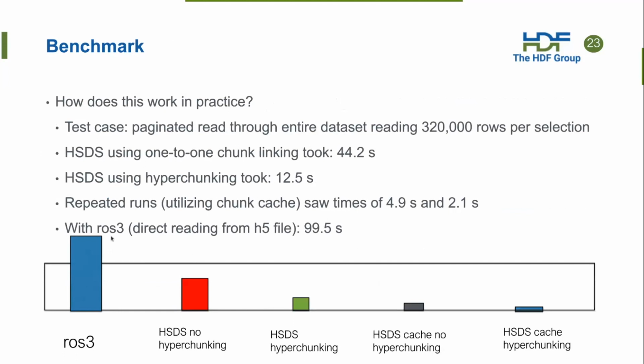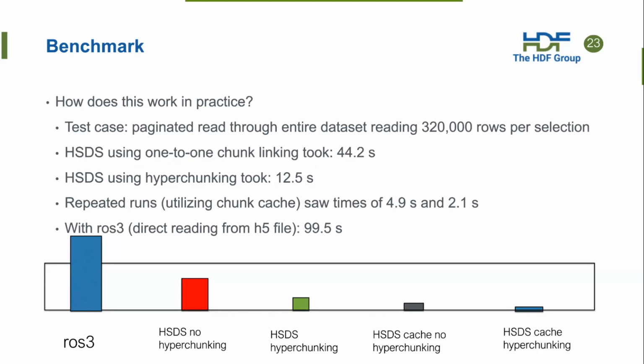I'll go backwards. With ROS3, it took 99.5 seconds to iterate through the entire dataset. With HSDS, using 1-1 chunk linking, it took 44 seconds. With HyperChunking, it took only 12.5 seconds. So basically a 4-to-1 improvement over 1-1 linking, and 8-to-1 improvement over using the ROS3 VFD.